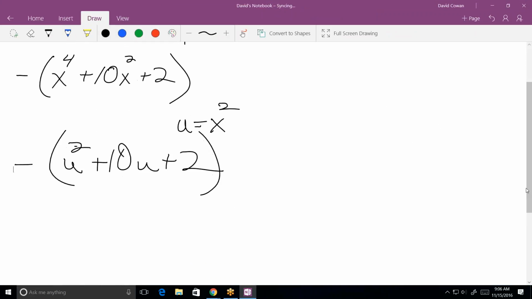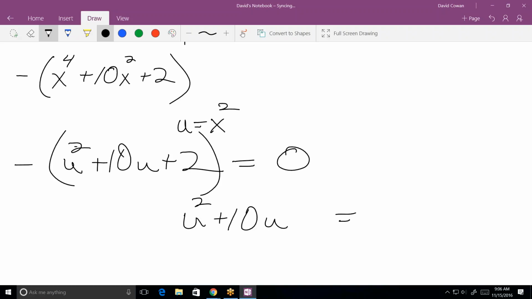But in order to complete the square, let's pretend that it's an equation and equal to 0. Okay? Now here's how I'm going to complete the square. First of all, I can get rid of that negative sign. I'll just divide both sides by -1. And I'm going to move the 2 over. So I got u squared plus 10u equals -2. Now I'm going to put parentheses around that and complete the square. What do I need to add here to complete the square?